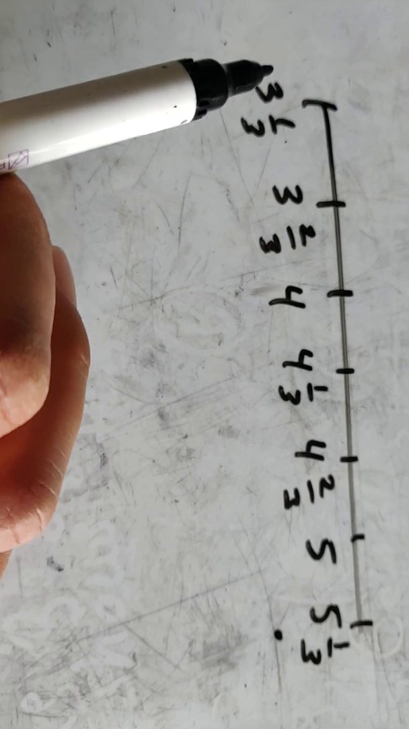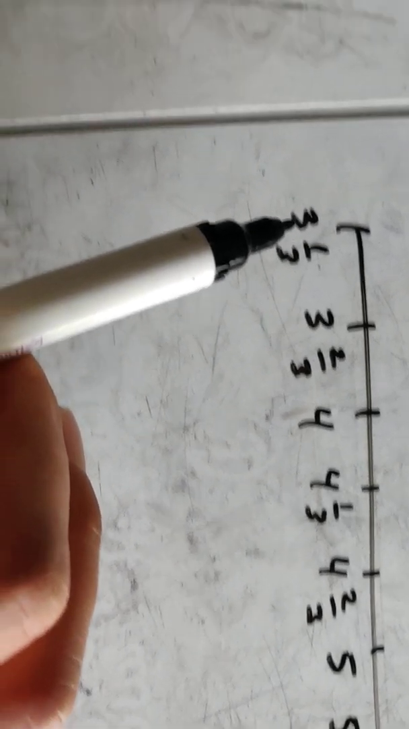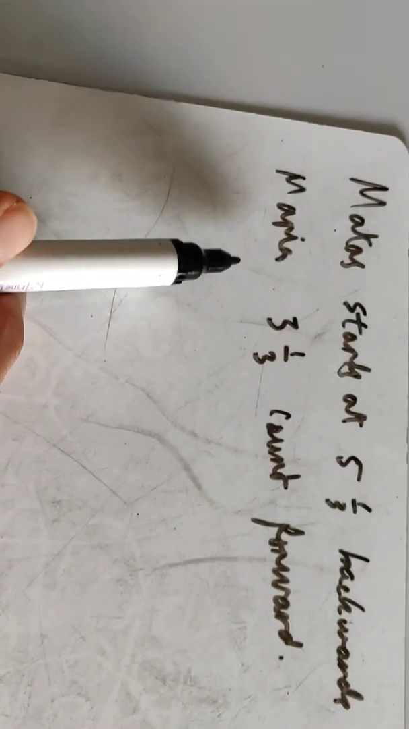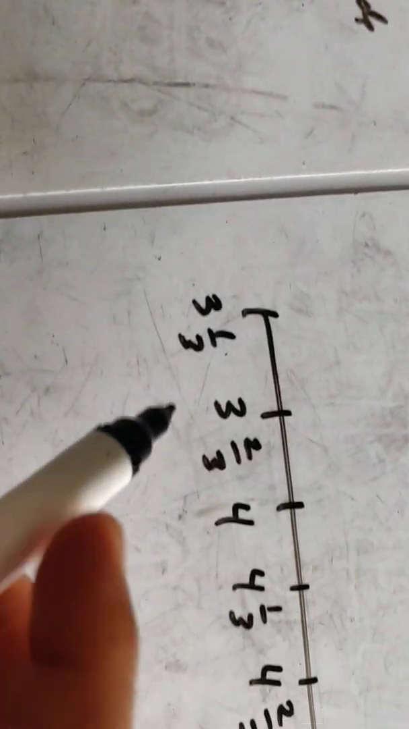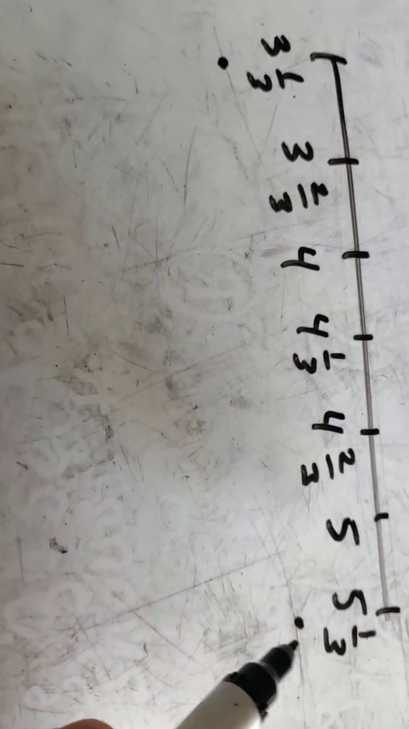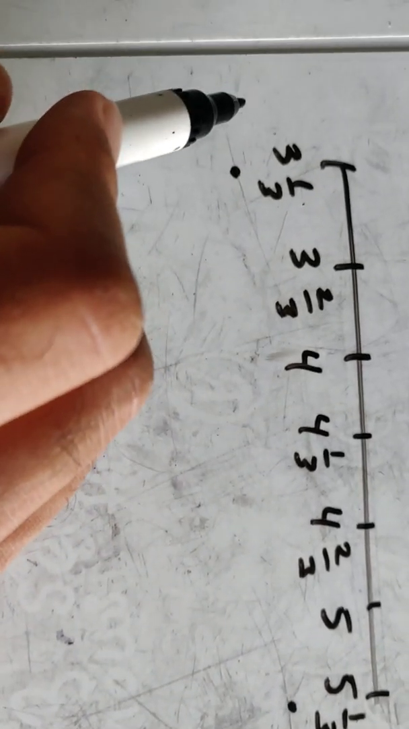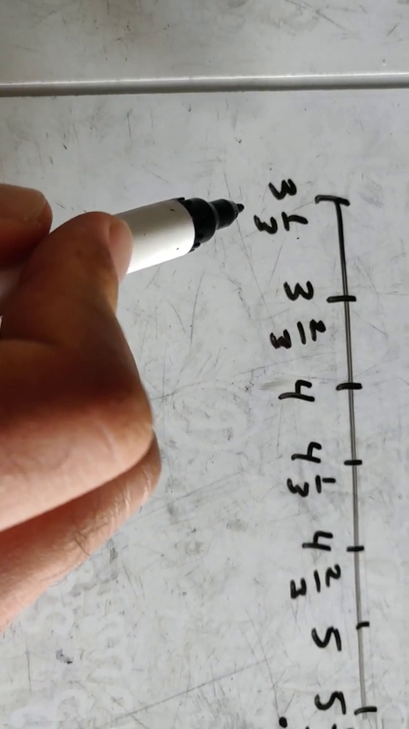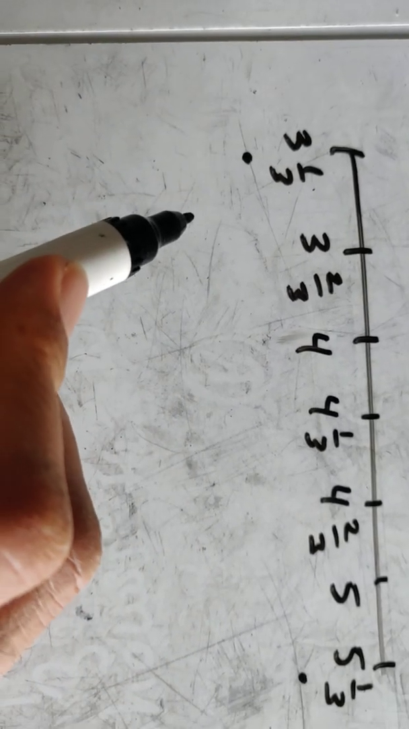Okay, and I only started at 3 1/3 because that's where the question is telling me that Maria starts, and Maria is going to be counting forward. So Maria starts here, Matthias starts here, but Matthias is going to be counting backwards, and Maria is going to be counting forward. So where will they meet?